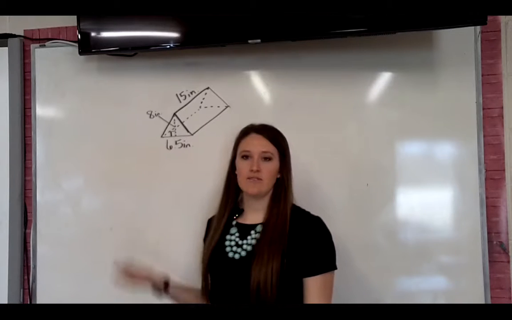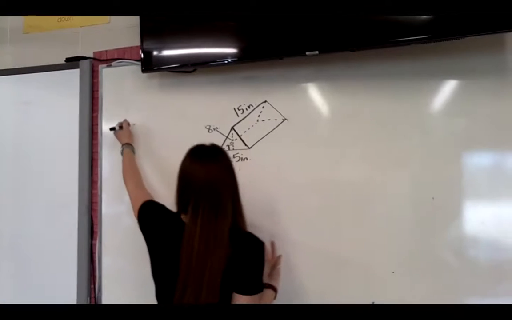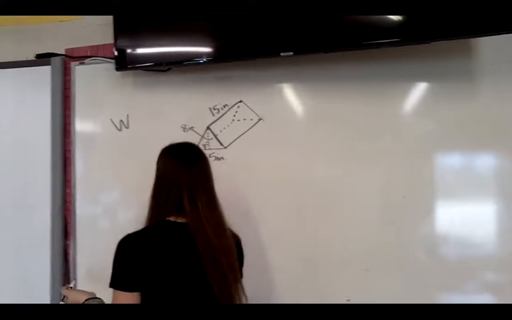Okay, on 2A, we are finding the volume of this triangular prism. So again, volume we know is base times height. I don't know why I wrote W.